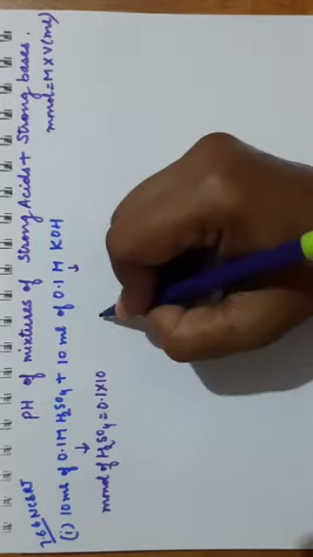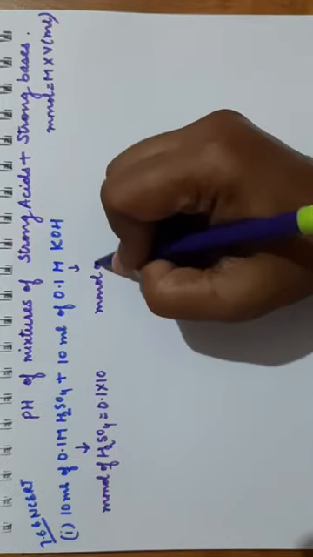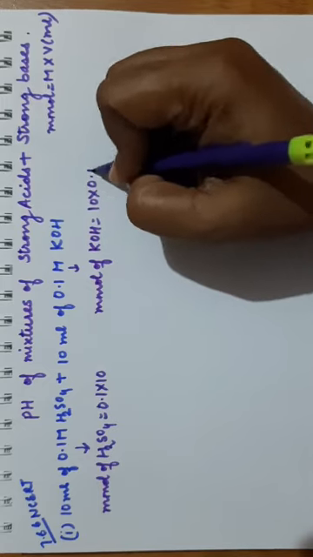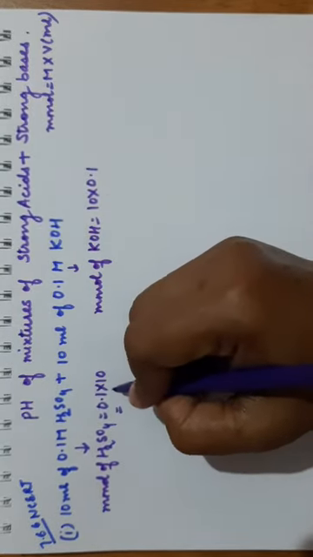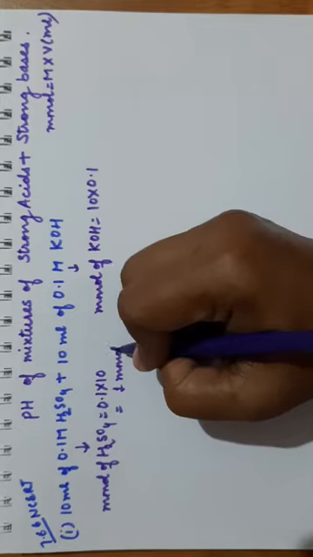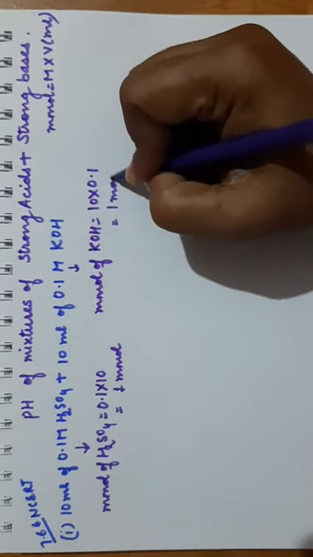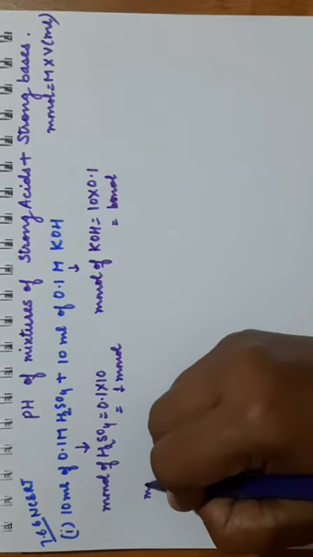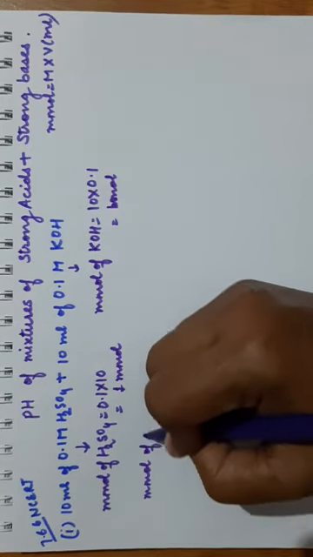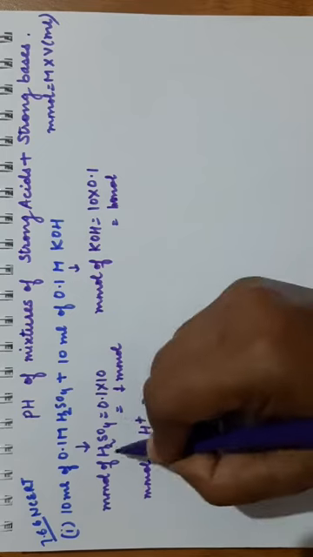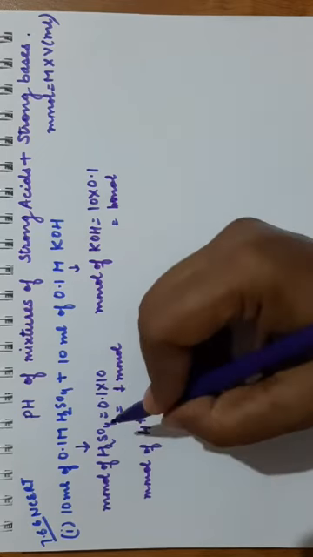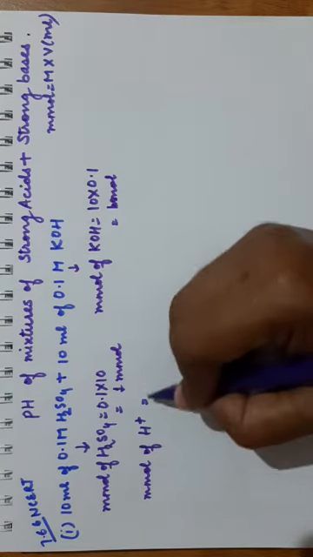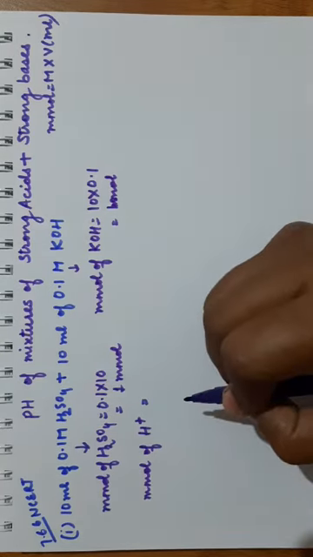From here calculate the millimoles of KOH. It will be equal to 10 into 0.1. So they are 1 millimole, and here also 1 millimole. Clear? Now we will calculate the millimoles of H plus. In 1 mole of H2SO4 there are 2 moles of H plus ion. So millimoles will be double of the millimoles of H2SO4.